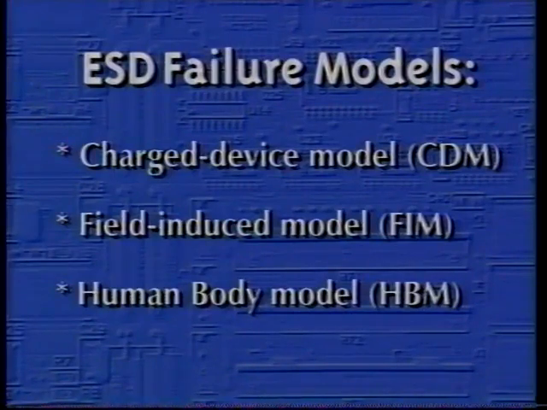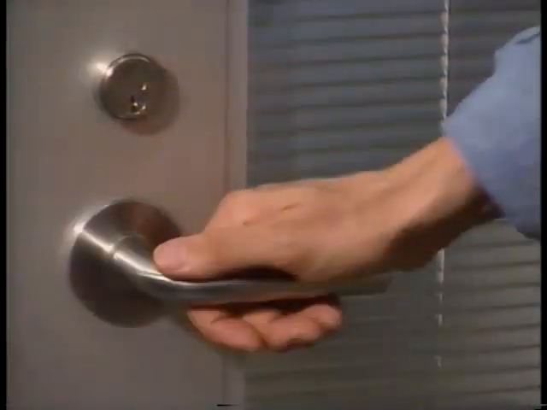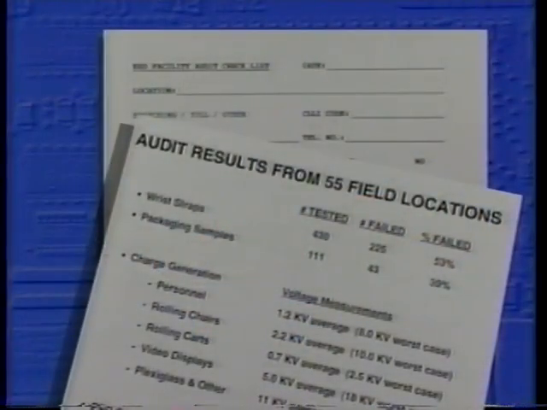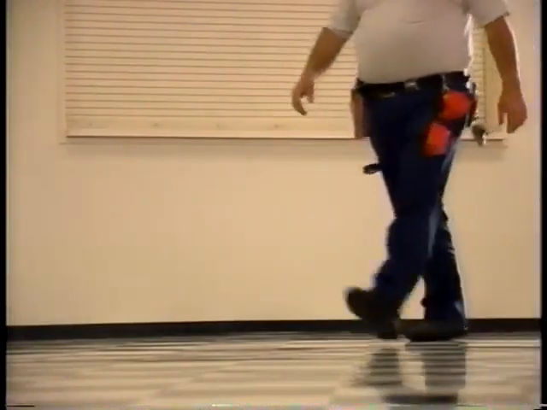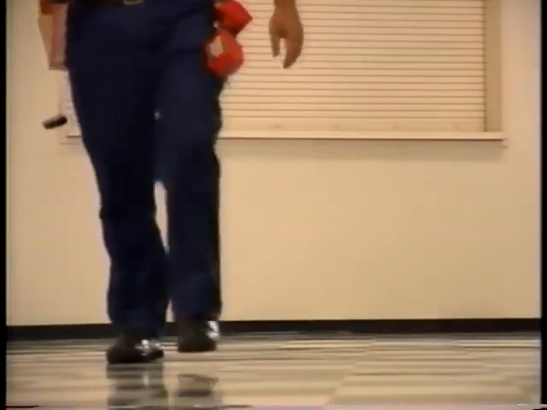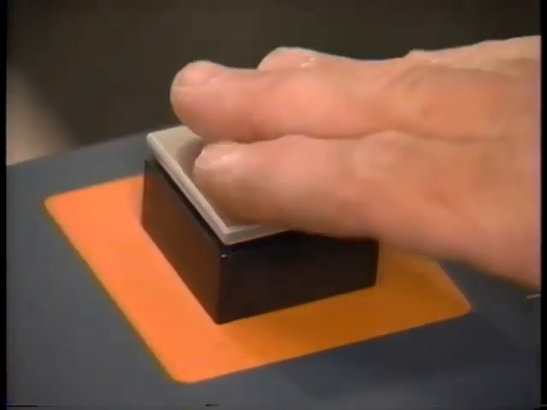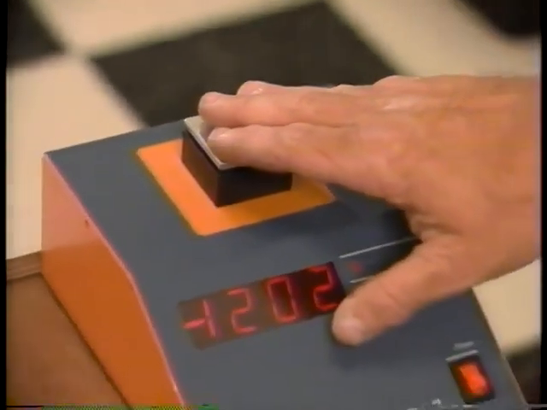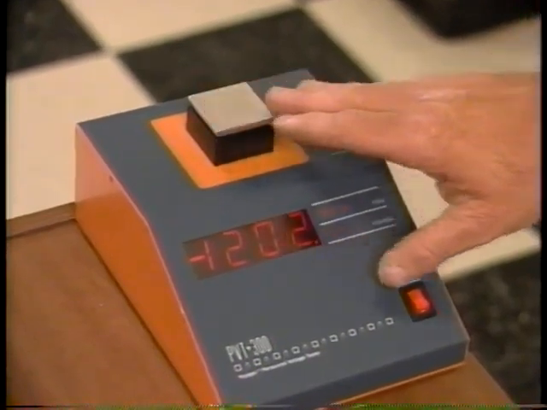The third ESD model is the human body model, or HBM. As we said earlier, this most commonly recognized ESD event occurs when you walk across a carpet and touch a metal object, such as a door handle. According to tests performed at 55 field locations, technicians generate an average of 1,200 volts after walking across this vinyl floor during average relative humidity. This is more than 5 times the voltage that can damage a circuit pack component.